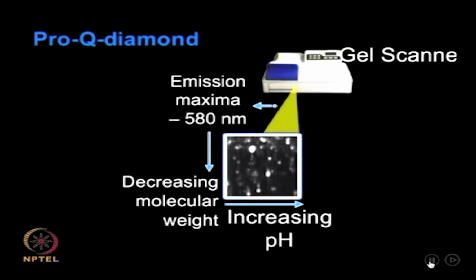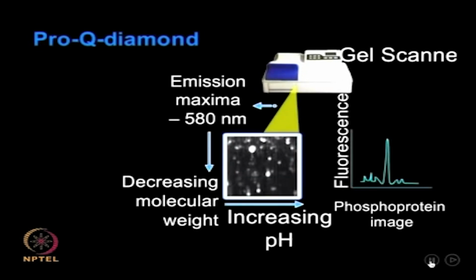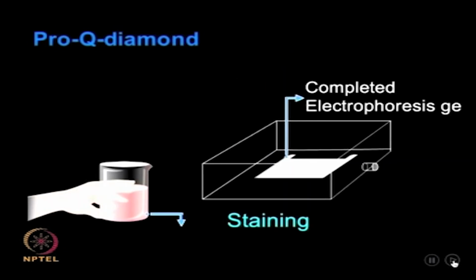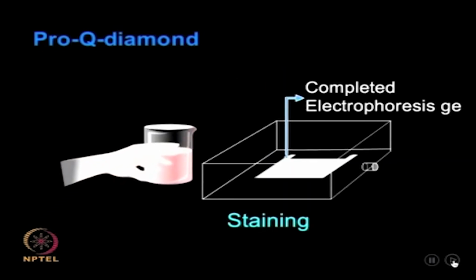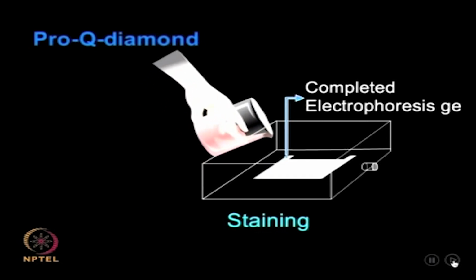Gel can be further scanned and image can be procured, especially at emission maxima of 580 nanometer, and it provides again on the 2 dimensions decreasing molecular weight and increasing pH information for all of these protein spots. Often people combine this phospho stain along with Sypro Ruby stain to obtain dual staining information, which was described in the lecture.